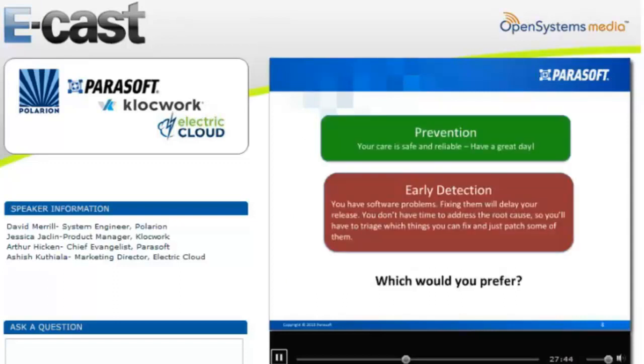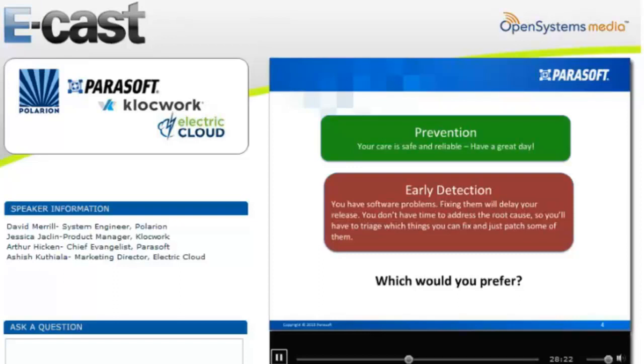So I'd like to just touch briefly on the idea of prevention versus early detection. A lot of people talk about prevention when they really mean preventing something from getting out into consumers' hands. So, with true prevention, I'd say your car's safe, it's reliable, have a great day, right? With early detection, it's I found the problem, I'm going to have to repair it. It's great if the factory repairs it and I as a consumer never get it. But as a manufacturer, I don't want to fix problems. I want to keep them from occurring in the first place.